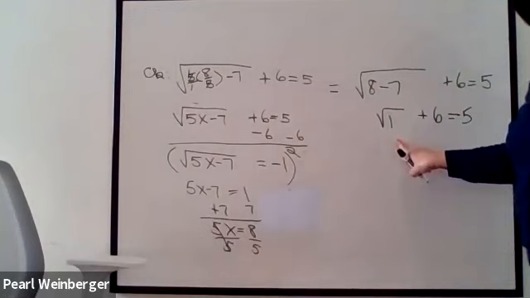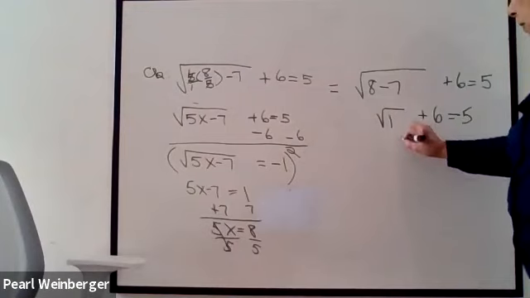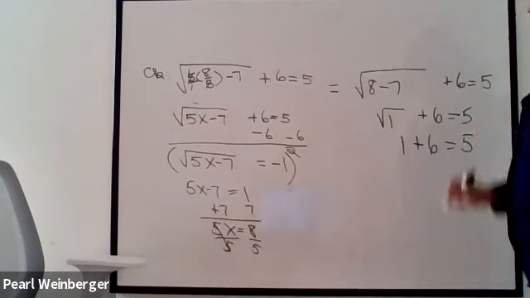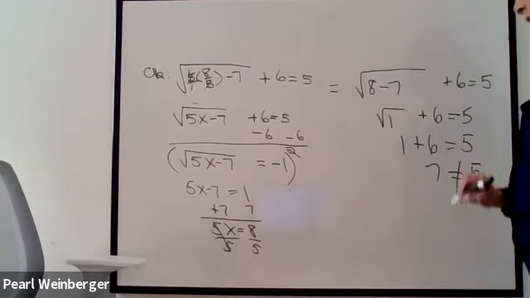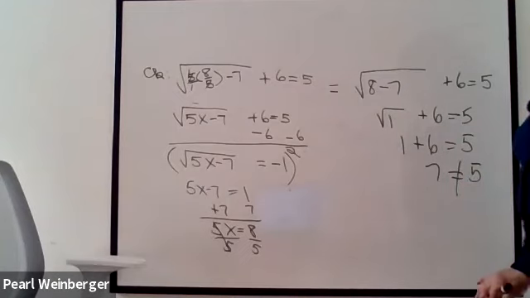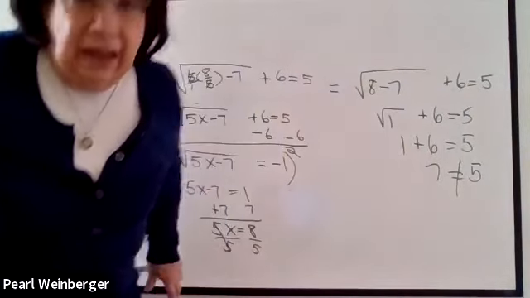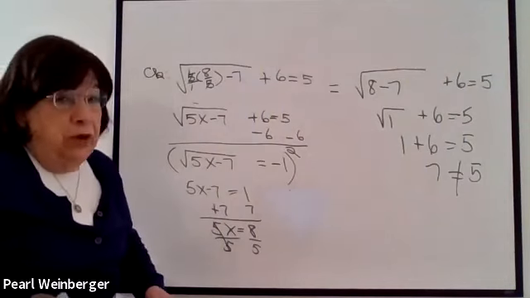Now, how much is the square root of 1? That's an easy one. The square root of 1 is 1 because 1 times 1 is 1. So I get 1 plus 6 equals 5. Is that correct? 1 plus 6 is 7. It doesn't equal 5. It's the wrong answer. I did everything right and I got a wrong answer. I got what's called an extraneous root.